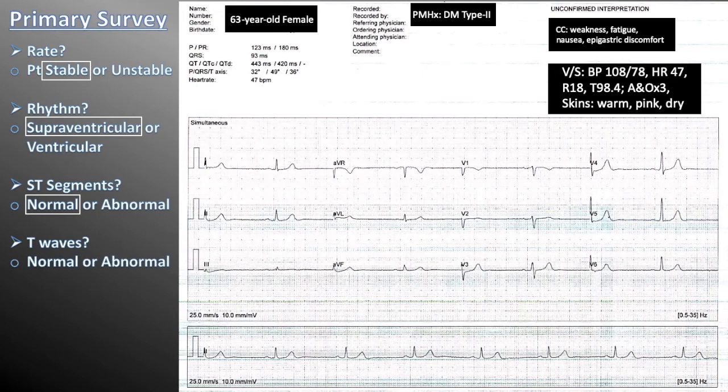For the last part of our primary survey, let's look at the T waves. The T waves should be upright in all leads except for AVR and V1. Symmetric T wave inversion greater than 3 mm is considered abnormal, and if it occurred in 2 or more contiguous leads, that would be very concerning for a STEMI or an NSTEMI. Here we see unremarkable T waves. All are upright except for in AVR and V1, which is where they are supposed to be inverted. So these are normal T waves.